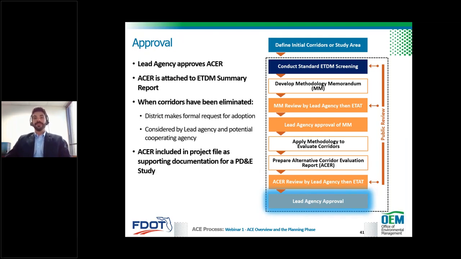Now that the ACE study is ready for approval, the lead agency approves the ACER and considers the results and recommendations for adoption into the PD&E phase. Some projects may have a cooperating agency, which may be identified after completing the ACE study, because you have an idea of what corridors are moving forward and what agency may be suited for a cooperating role. The cooperating agency must also approve the results and recommendations for adoption into the PD&E phase. But the great news is that they are already involved with the results and decisions as an ETAT member during the ACE process. Once the ACER is approved, the ETDM coordinator would republish the ETDM screening report with the ACER as an attachment. During the PD&E phase, the ACER must be included in the project file as supporting documentation.